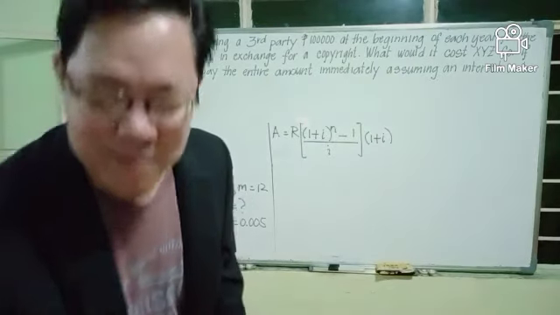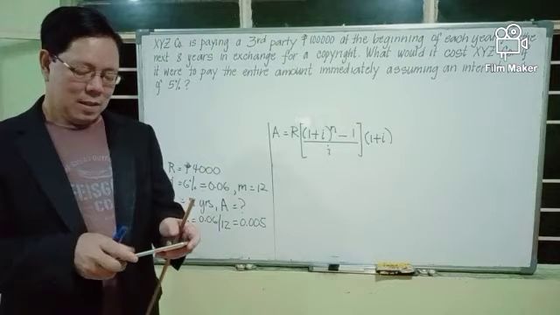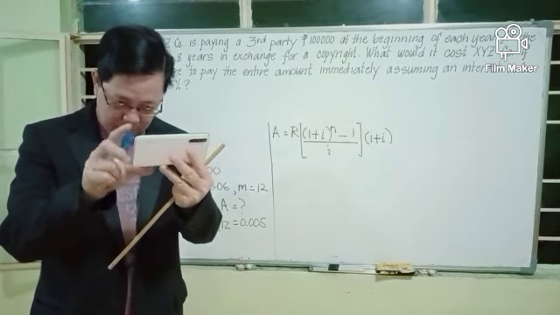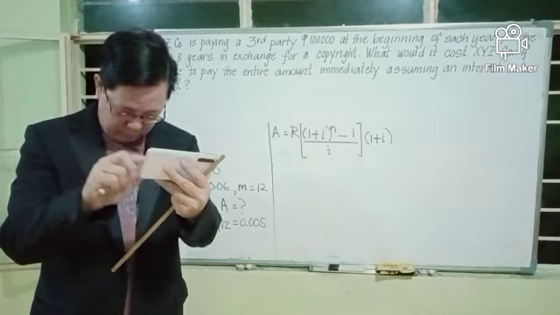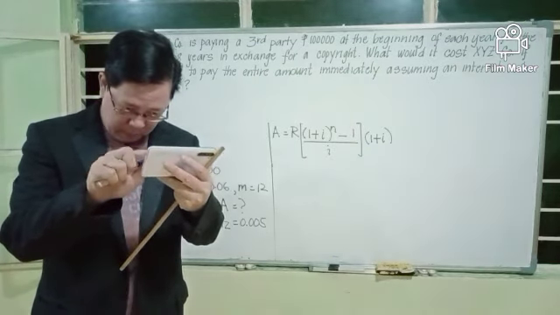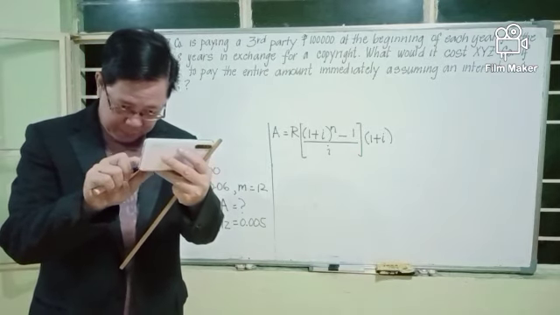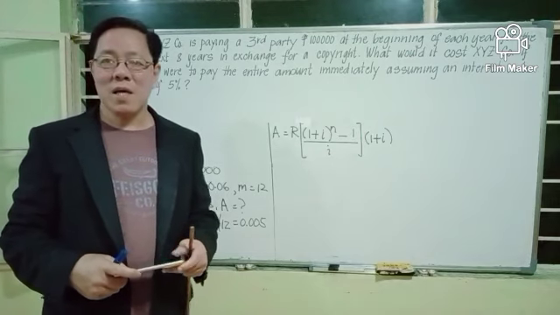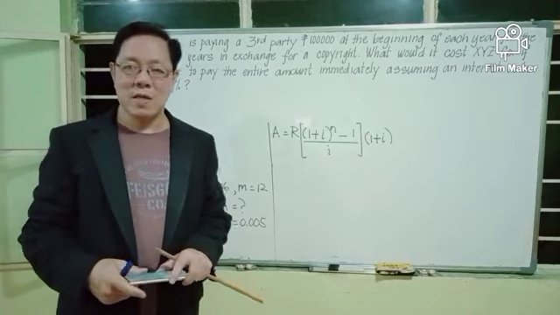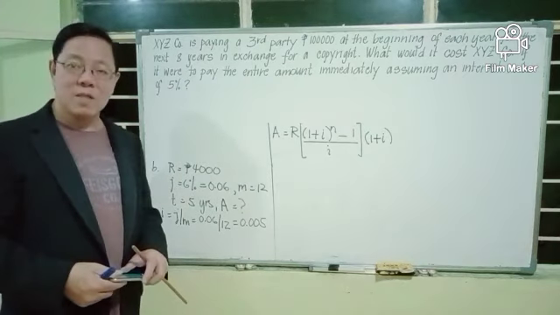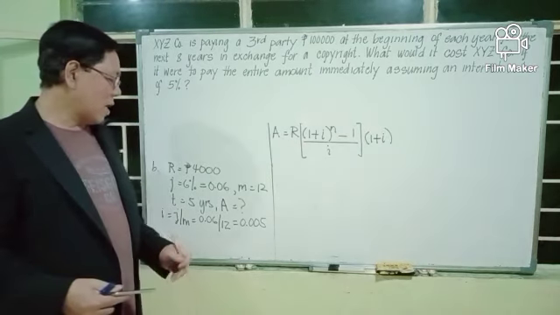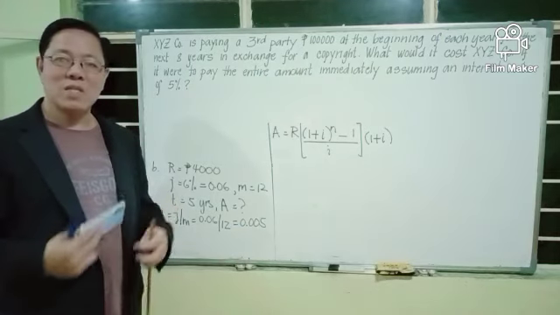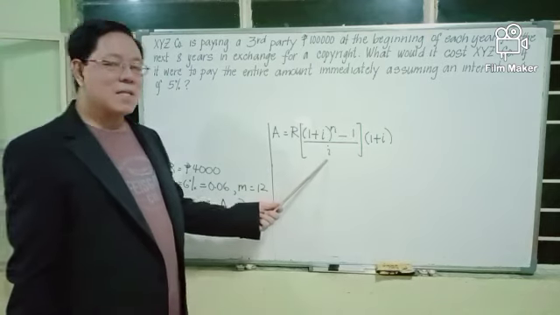And let us check. We have 0.06 divided by 12 is 0.005. If you get a non-terminating decimal number, just leave it as is, 0.06 divided by 12. But since we have a terminating decimal number, we can use 0.005 for I in this formula.